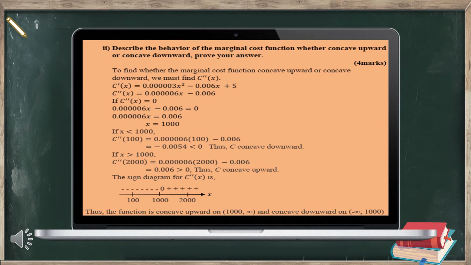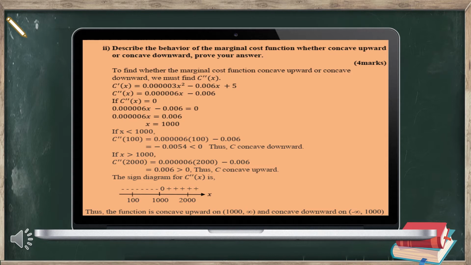This question needs us to describe the behavior of the marginal cost function, whether concave upward or concave downward, and then prove our answer. To find whether the marginal cost function is concave upward or concave downward, we must find the second derivative of the cost function. So we use the first derivative to find the second derivative.